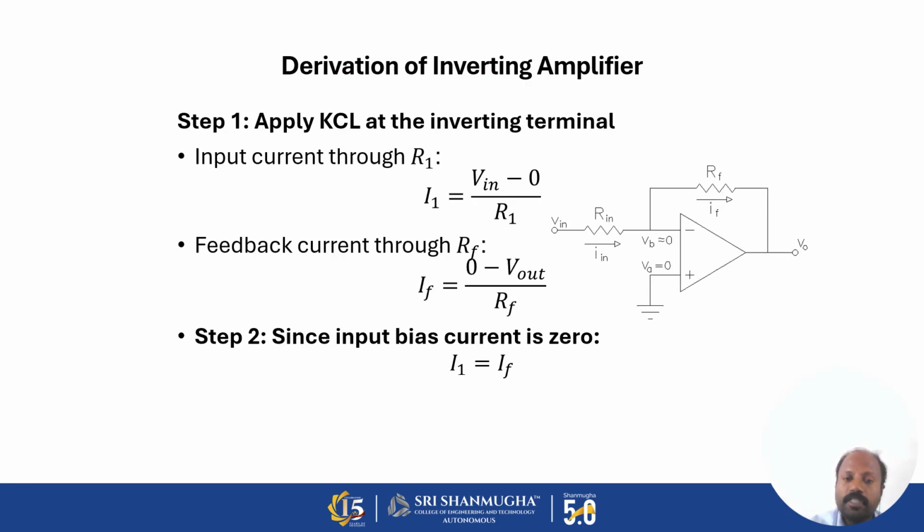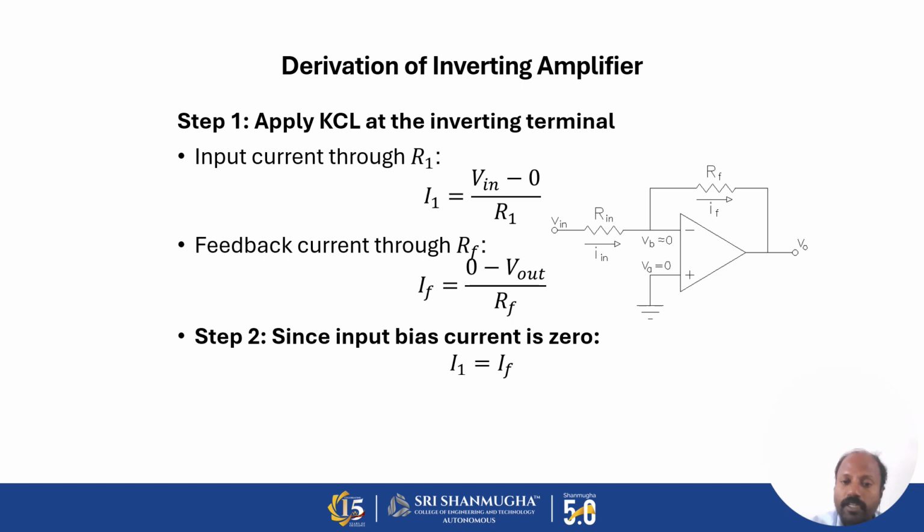Now we will see the derivation of an inverting amplifier. If you see this circuit, first we need to apply KCL, that is Kirchhoff's current law, at the inverting terminal. This is the second pin, which we have connected as the inverting terminal, and the third pin is the non-inverting terminal, which is grounded. The input voltage is given to the inverting terminal. So there we have to apply Kirchhoff's current law. What will be the equation?